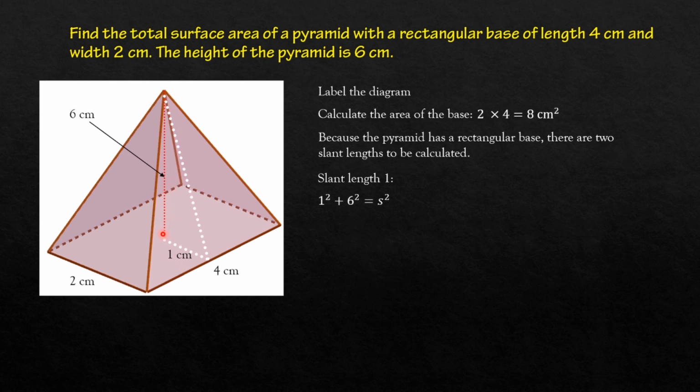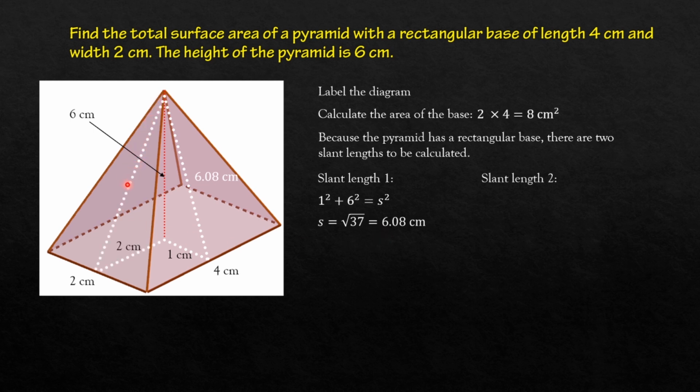So we're going to have to apply Pythagoras' theorem again to find the length of S. So we'll have 1 squared plus 6 squared equals S squared. S is calculated as root 37, and as a decimal, 6.08. That's our first slant length.